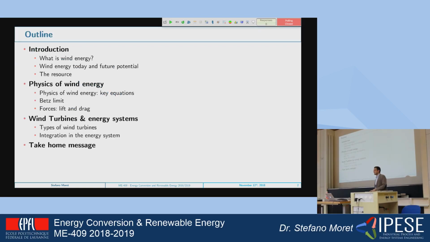So we will discuss the key characteristics of wind in terms of resource and so on, the basic physics, the basic equation. Actually, there is a very elegant mathematical proof we can have to see how much is the maximum energy that we can harness out of a given amount of wind. And then we'll see also in detail how we integrate wind in the energy system.